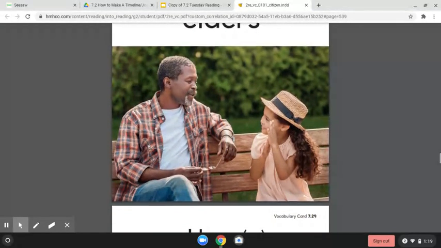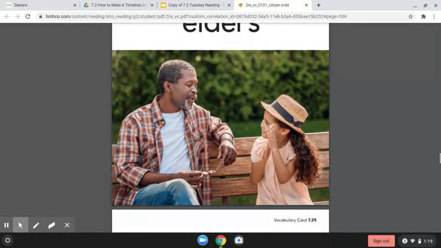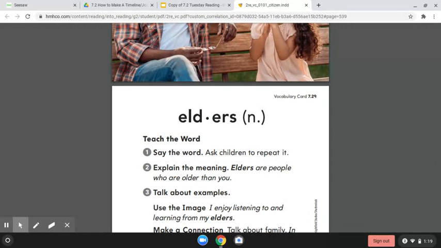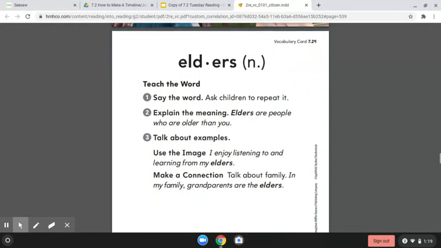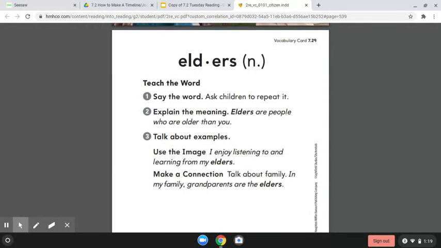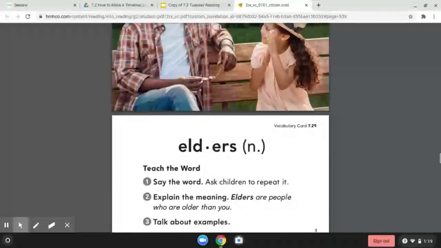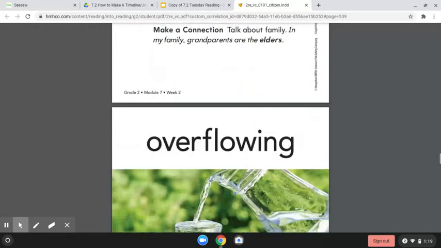And this one is elders. Elders are older people. Elders is a noun. Let's say it together. Elders. Elders are people that are older than you. I enjoyed listening to and learning from my elders. So this is an older person that is her elder.